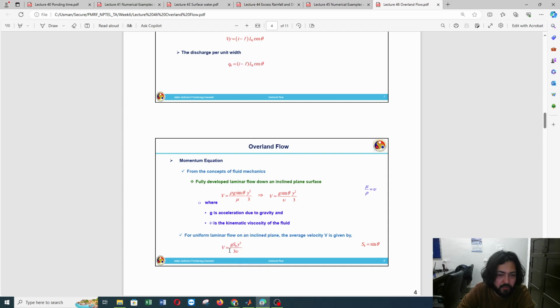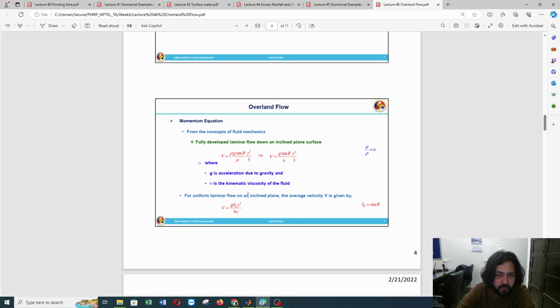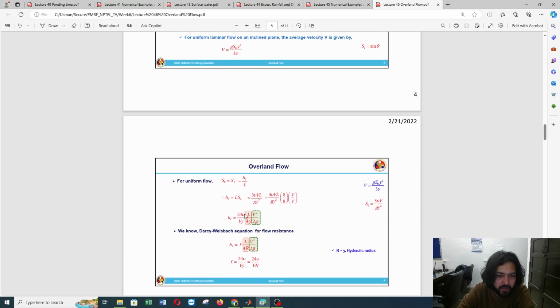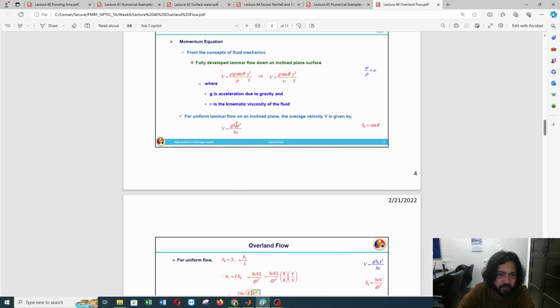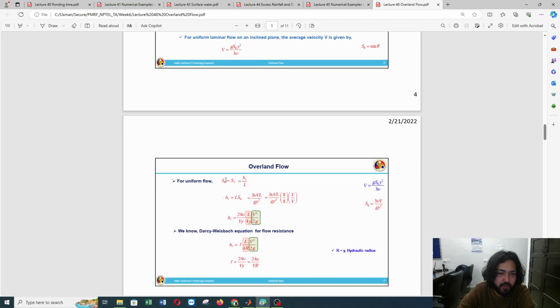So this is the equation for average velocity V, which is g S0 y squared upon 3 times the kinematic viscosity. Instead of kinematic viscosity, we can write mu by rho also, but here we have taken it in terms of kinematic viscosity, right? Now we know what S0 is. S0 is the hydraulic gradient, so we can write S0 equals H by L.